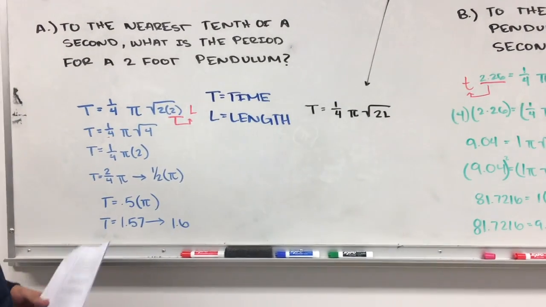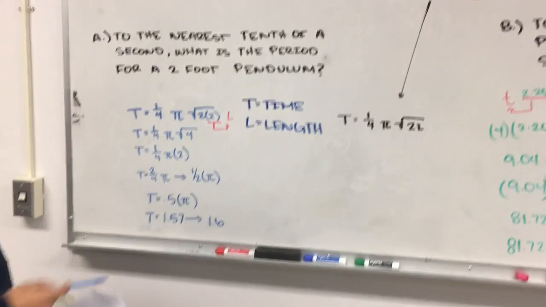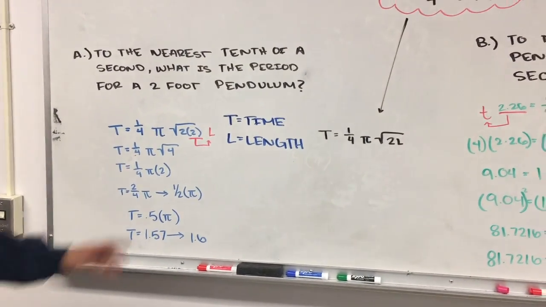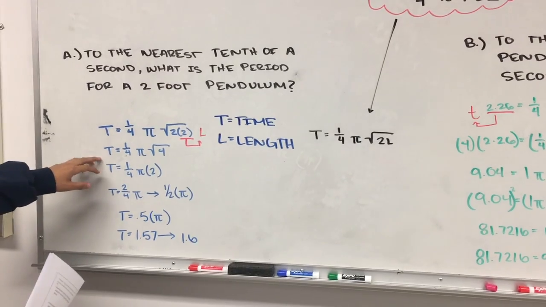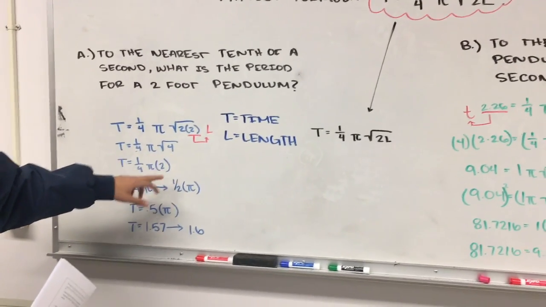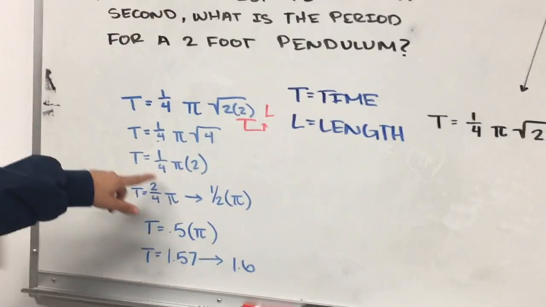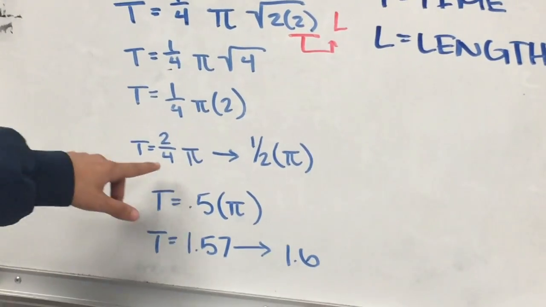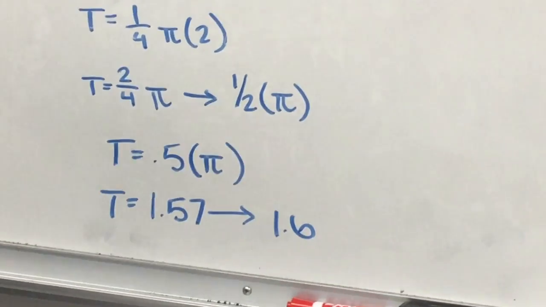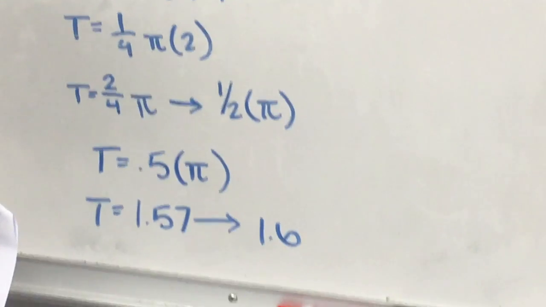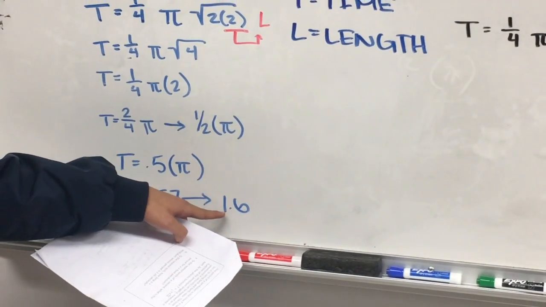Alright, so for this equation, T equals 1/4 pi times the square root of 4, which is 2 times 2, and the length here is 2. So we just plugged in the 2, and we got the square root of 4, which is 2, and then we combine like terms, and we multiply 2 times 1/4 to get 1/2. And then you get T equals 2/4 or 1/2 pi, and then you just multiply it out, so 3.14 times 1/2, and then you get T equals 1.57, which rounded is 1.6.